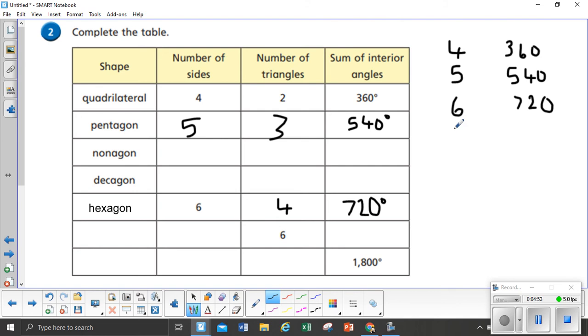So in a 7-sided shape, if I add 180, so I add 80 first, that takes me to 800. Add another 100, it takes me to 900. If I had an 8-sided shape, I need to add 180 again, so I'm going to add my 100 this time. So 900 add 100 is 1000, and then I need to add my 80 on, so 1080.